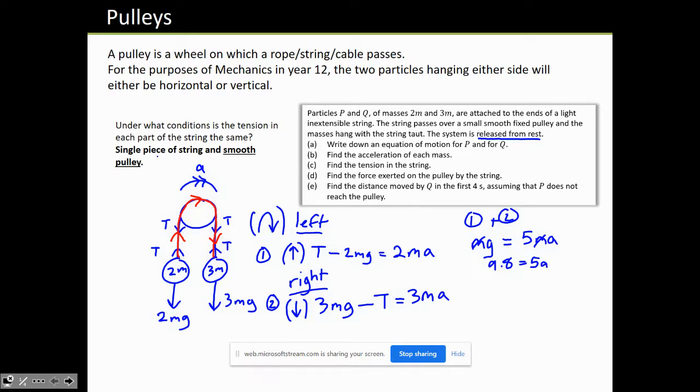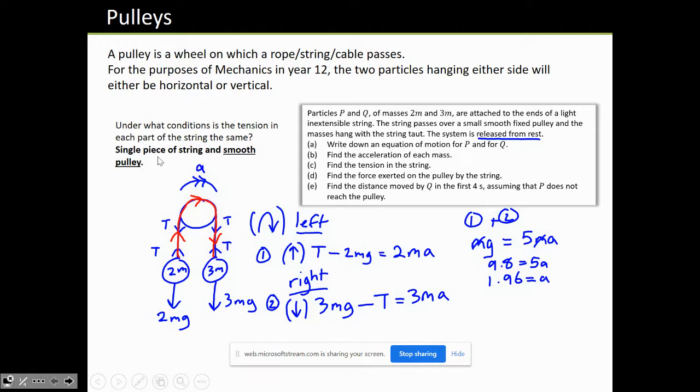So I can then divide both sides by 5. So I get 1.96 for my acceleration of each mass. Now, the interesting thing about this is we don't necessarily have to always consider this to be two separate sides.